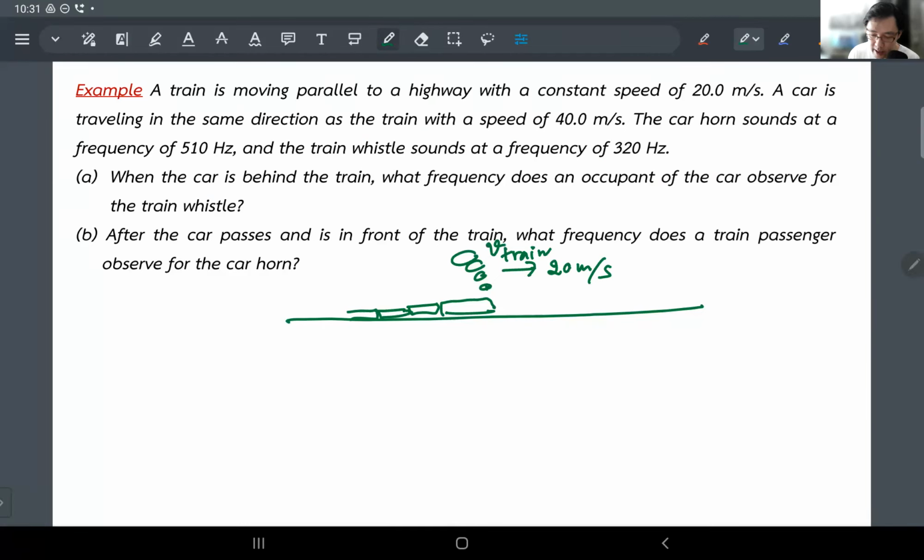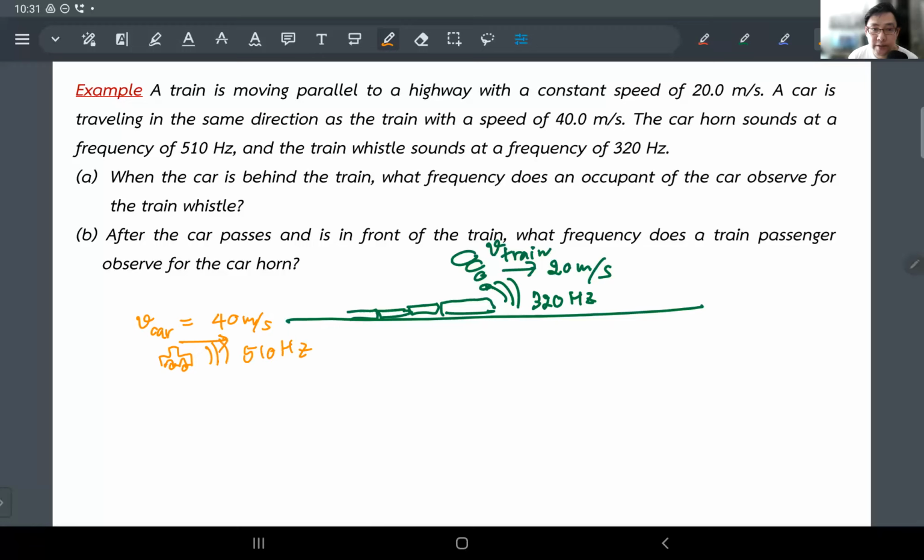So it happens that there is a car running at 40 meters per second. Let me call this V sub car. There you go. But it's still behind. And then the train whistle sounds, beep, beep, beep, at a frequency of 320 hertz. That's the sound from the train. The car's horn sounds at 510 hertz.